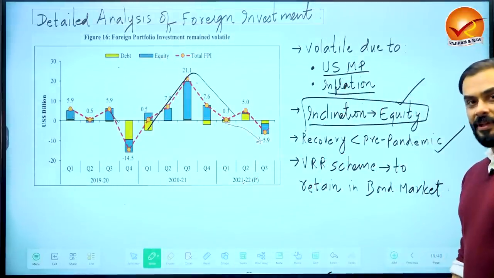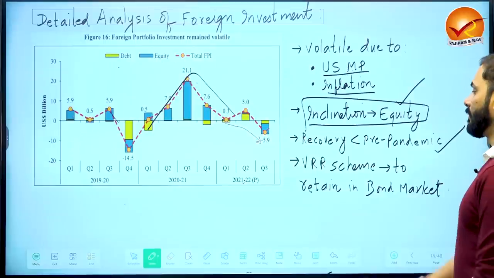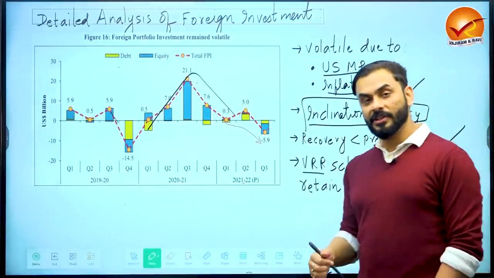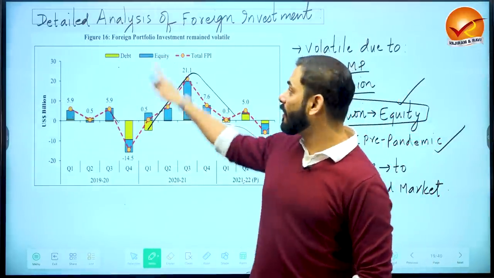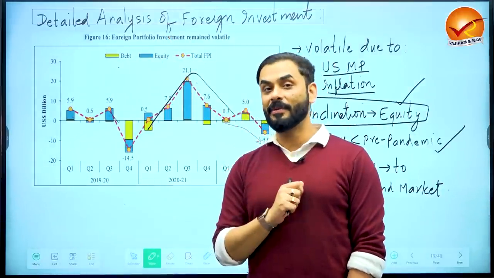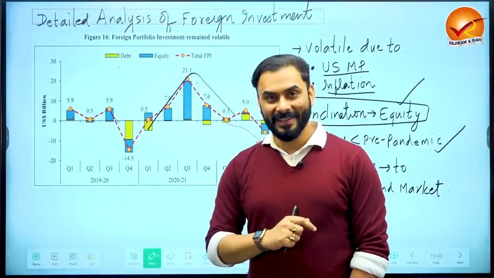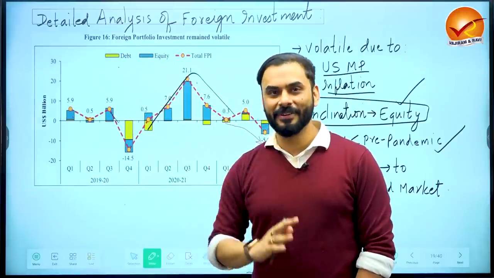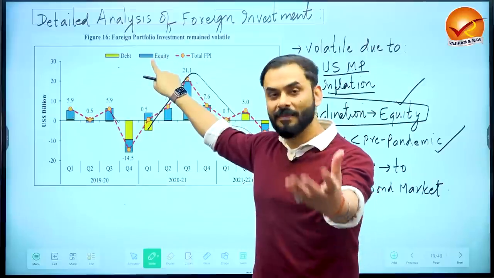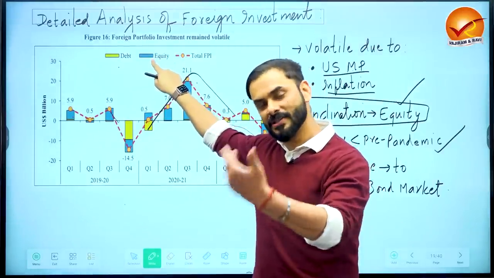Now, there is a scheme called the voluntary retention scheme, the voluntary retention route. The government of India started this because we want the foreign portfolio investors to stay in India for some time. I told you what their habit is. They bring dollars to India, they make profit and they leave. Why do they leave easily? Because mostly they invest in equity, which means shares. They buy shares, they sell shares and they leave.